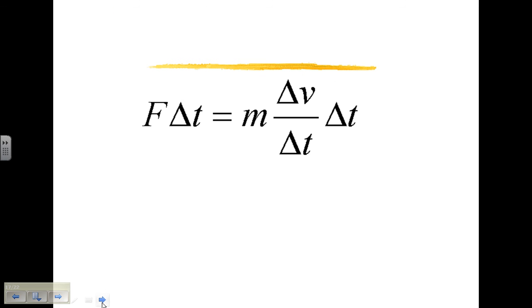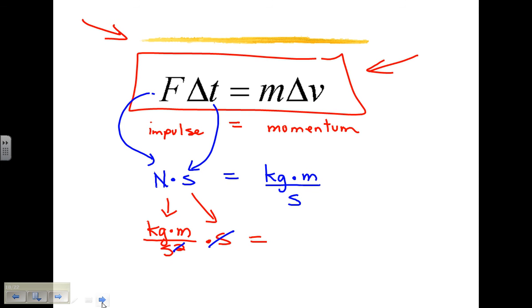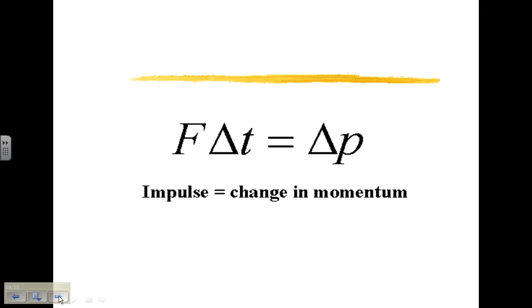Now, how do impulse and momentum equal each other? Let's look at some units. A Newton second is for impulse, kilogram meters per second is for momentum. So remember, a Newton is a kilogram meter per second squared from F equals ma. The seconds cancel out, and you have the same units as momentum. Unit analysis rocks, huh? So, impulse equals change in momentum.